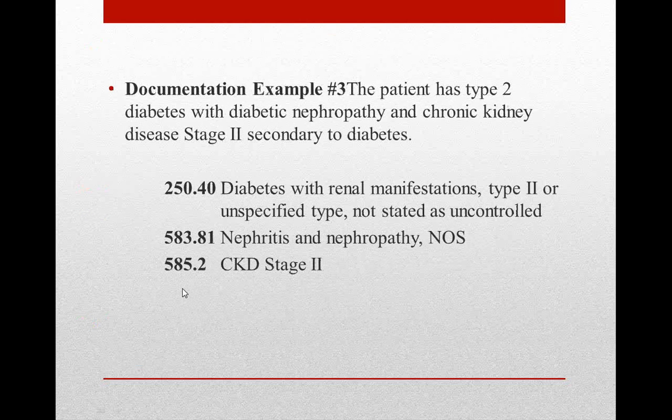And probably the proper way to code this is the patient has type 2 diabetes with diabetic nephropathy and chronic kidney disease secondary to the diabetes, stage 2. Then you use all 3 of these codes. These 2 codes will cancel them out, but again, they do have some meaning in the entire risk assessment when you start looking at disease interactions, the model changing, so you want to make sure you include all the codes.